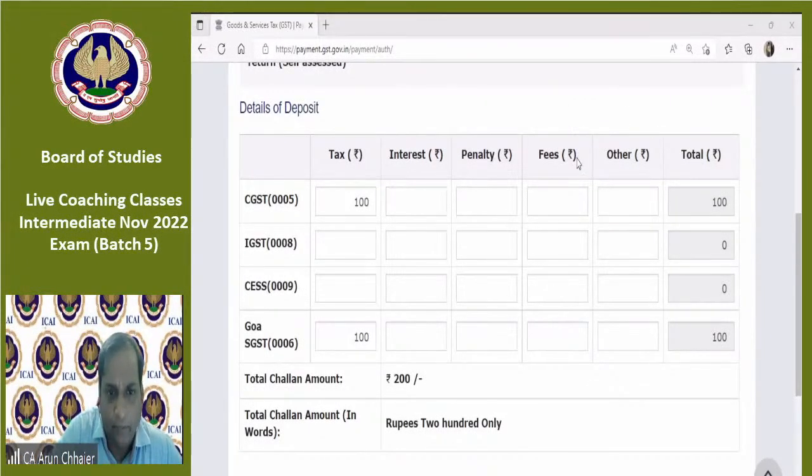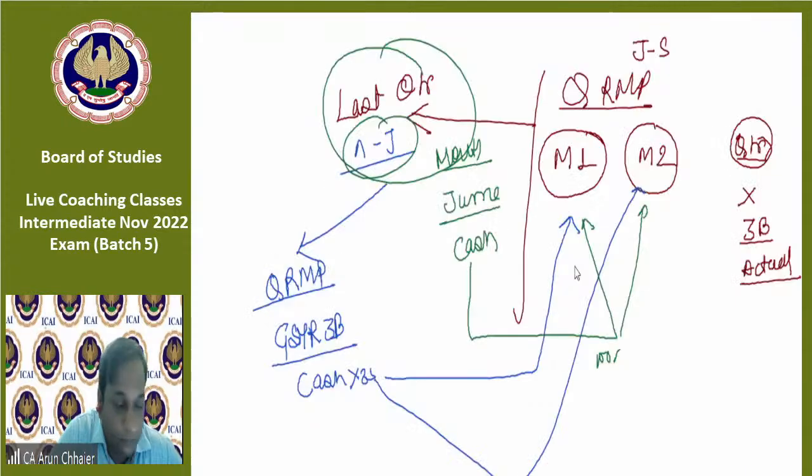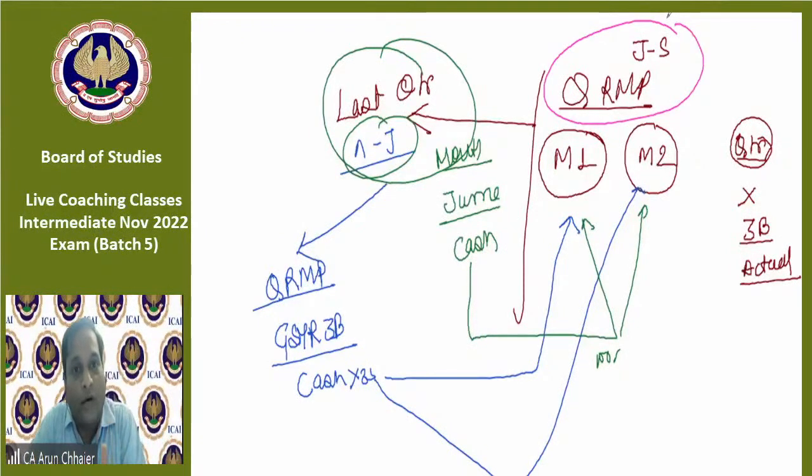Repeating both the methods. For July to September, if you are under QRMP, then only you need to see the method. If I am under monthly, do I need to see any method? No, not required. Why? You will file 3B monthly and pay the actual liability. Why would you be required to determine the liability? Because you will file monthly.